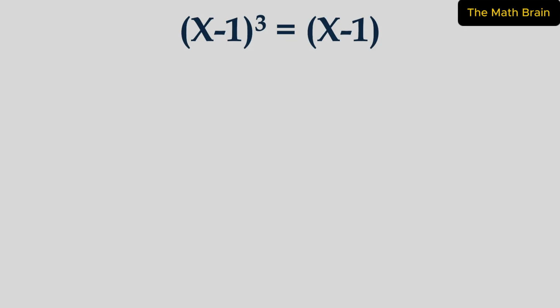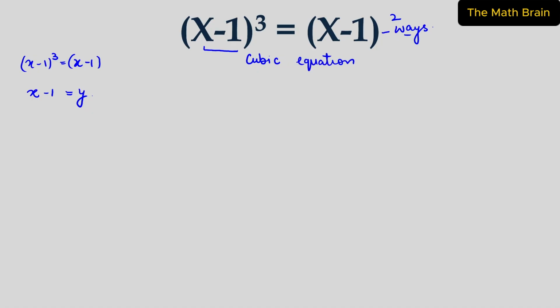Today we are going to solve this equation, (x minus 1) cube is equal to x minus 1, in two different ways. So let's start with our first method, that is by substituting x minus 1 as y. Let me tell you, this is a cubic equation because its highest power is 3. So now let's start with our solution.